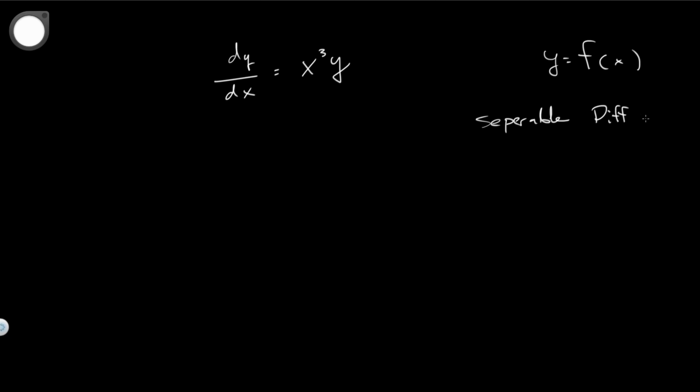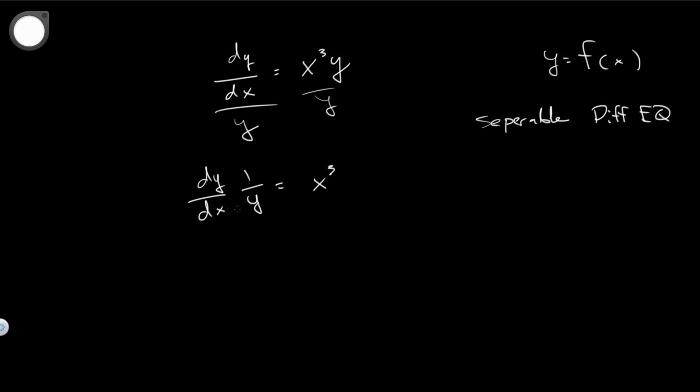differential equation. Now, what do I mean by that? Right? This equation, I am actually able to isolate all the y's on one side and all of the x's on the other side so that I have an equation. Let me go ahead and do this. I'm going to divide both sides by y. Right? I get dy over dx times 1 over y is equal to x cubed.